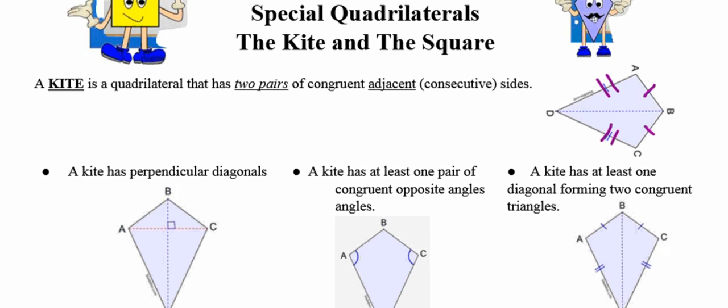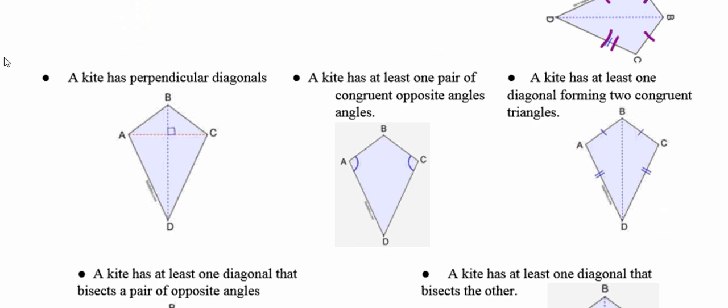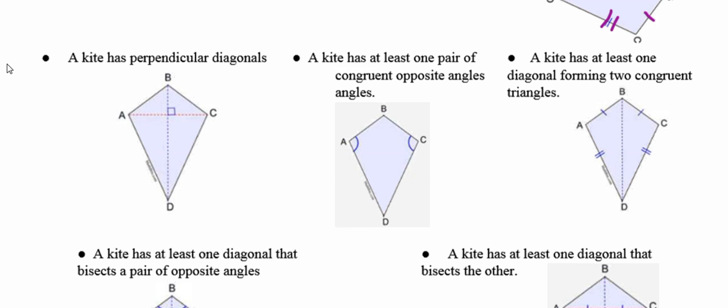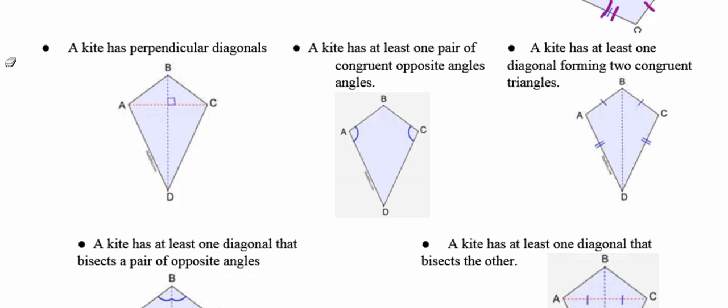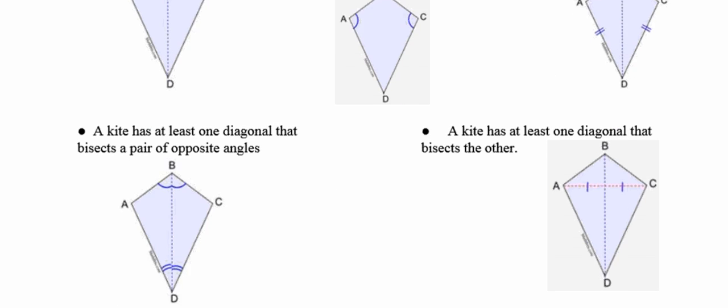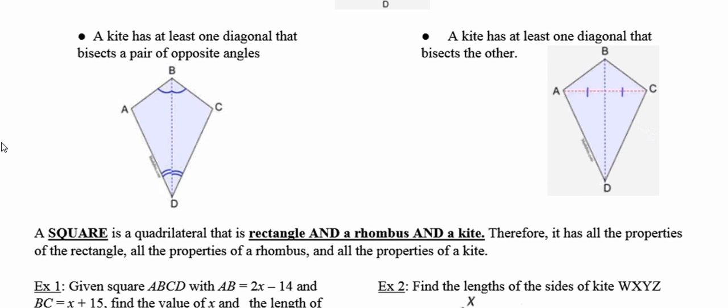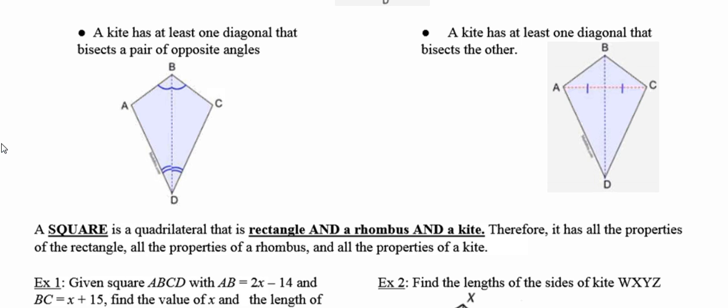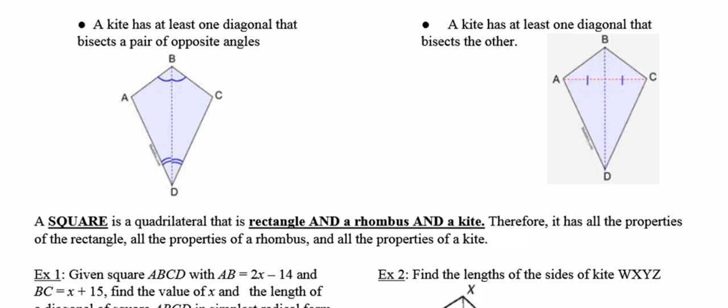The properties that you need to know about kites is that the diagonals of the kite are always perpendicular. The kite is always going to have at least one pair of opposite angles that are congruent. It's always going to have at least one diagonal that forms two congruent triangles. A kite is always going to have at least one diagonal bisecting the pairs of opposite angles, and at least one diagonal bisecting the other.